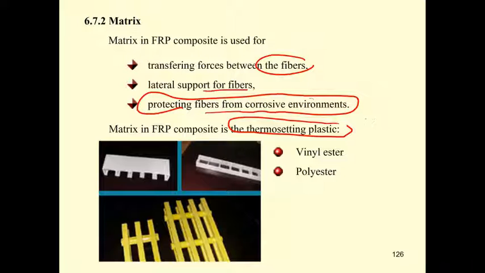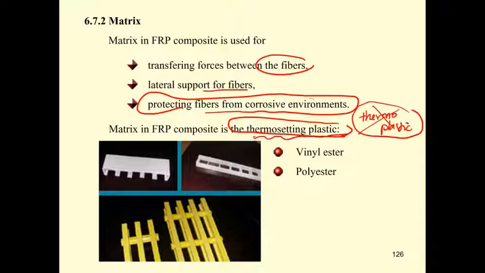There are two types of matrix. One is the so-called thermoplastic. We don't use thermoplastic in our application because thermoplastic can change property drastically under temperature. So we cannot use this. If we use this in a structure that gets sunlight all day, it can melt.